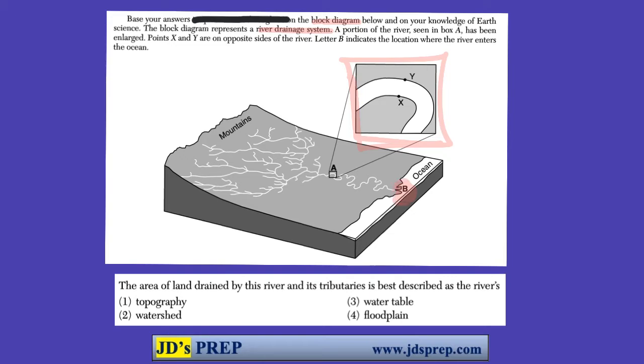Our first question is this area of land. So this area of land drained by this river and its tributaries is best described as the river's watershed. That's literally the definition of a watershed, is that area of land that's drained by that river.